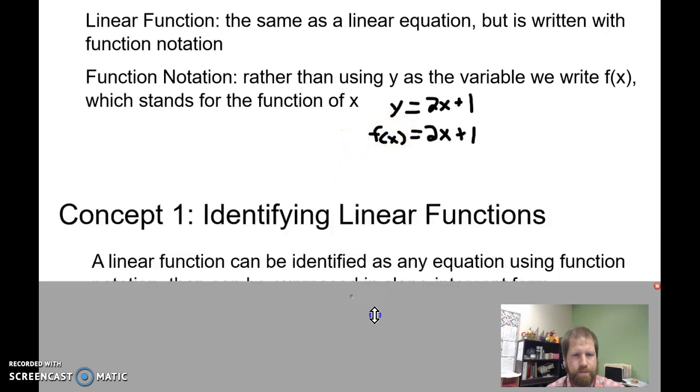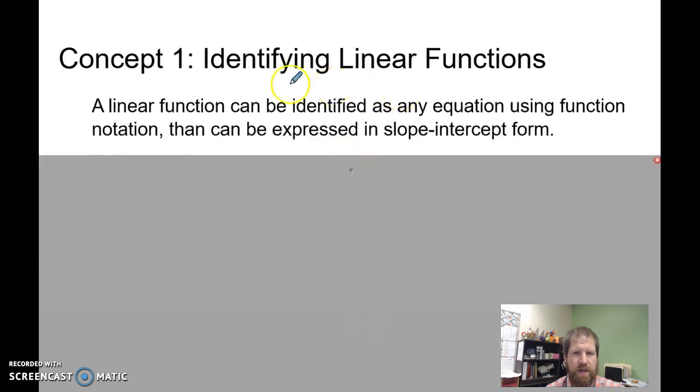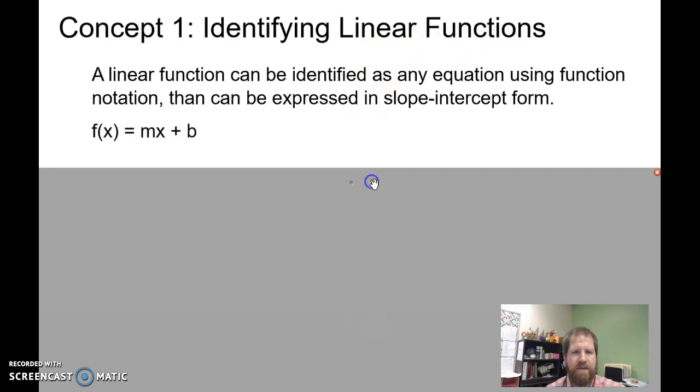All right. So our first concept is identifying linear functions. We identify them the same way we identify linear equations, except that we're also looking for function notation. So this has function notation, and it's expressed in slope-intercept form. So I have f of x equals mx plus b. That tells me that this is linear. So this is a linear function.